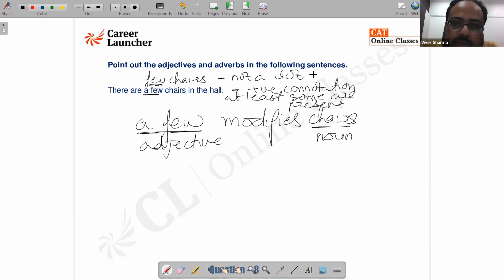Please note the first one has a negative connotation. The second one has a positive connotation, which is why the modifier is a few, not few. Because the moment I say few is the modifier, the meaning will completely change. So it has to be a few that modifies chairs. And secondly, in the hall is again a modifier. Where are they present? In the hall. So that is also a modifier. There are a few chairs in the hall.